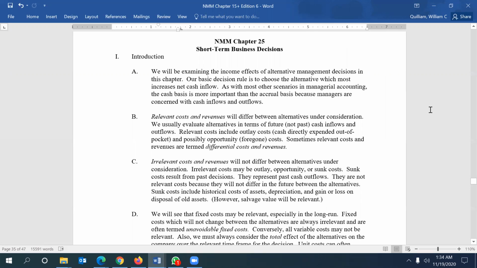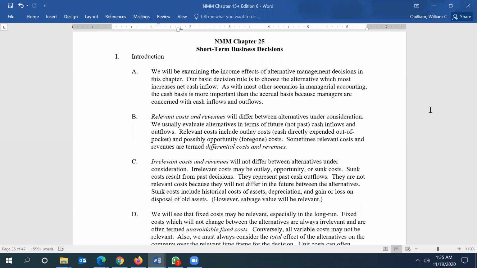So here in Chapter 25, we will look at short-term business decisions. Short-term keys us in that we are at a time frame of 1 year or less. Some decision scenarios will vary from that. And we're looking at some business decisions.